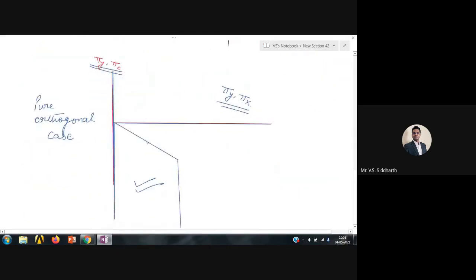So what is the case of orthogonal cutting? If I want to convert oblique cutting to orthogonal cutting, what do I have to do? Tell me quickly. First thing is that the inclination angle should be made 0. And the second thing is that psi s should be made 0.